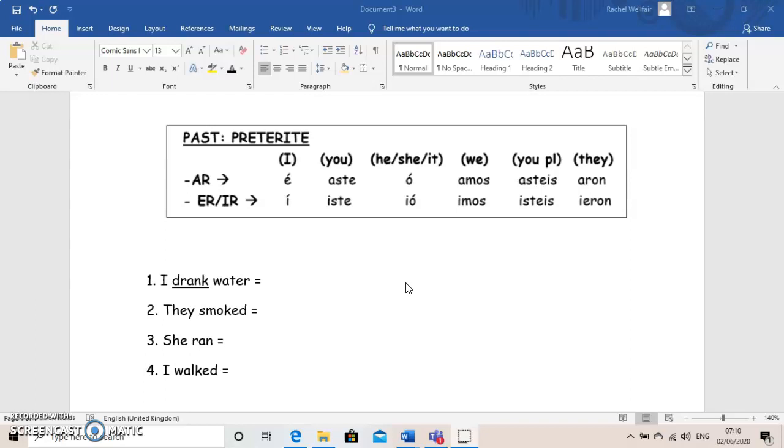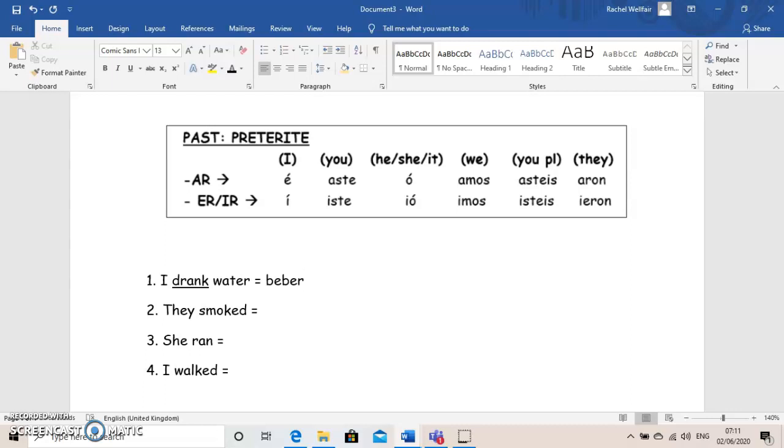It is actually pretty straightforward and there's a really easy process to follow step by step. Okay, let's look at some examples. Let's say you wanted to say, I drank water. Step 1, think what is the infinitive. So what is to drink? To drink is beber.